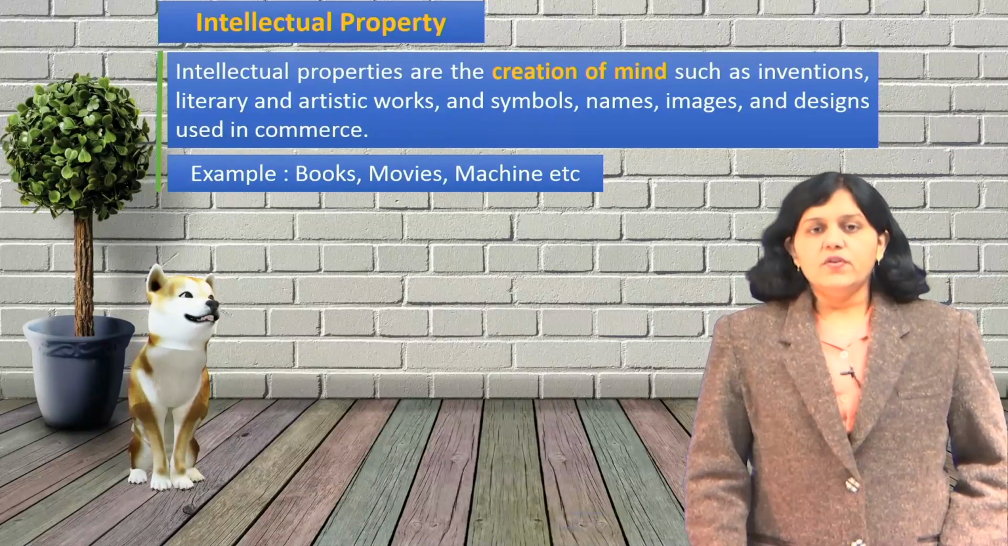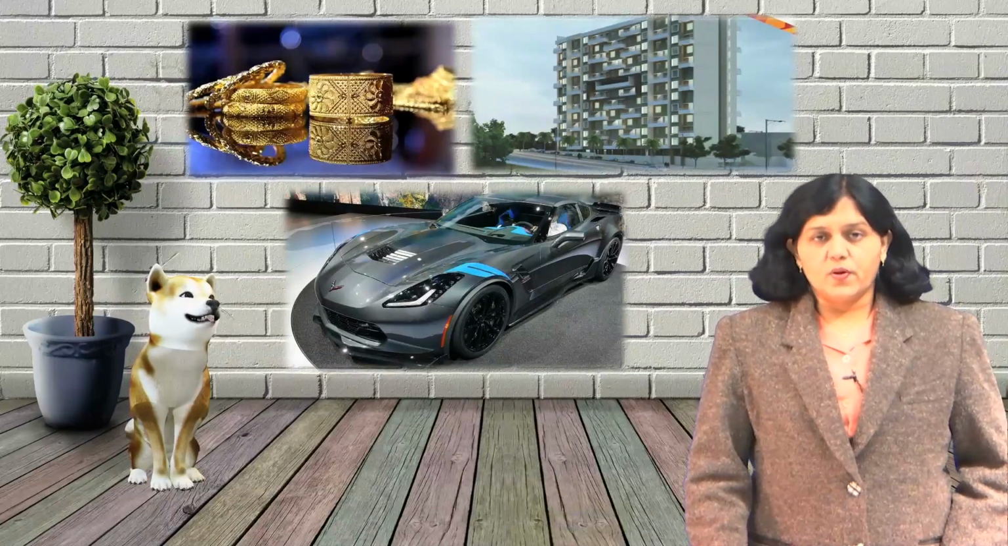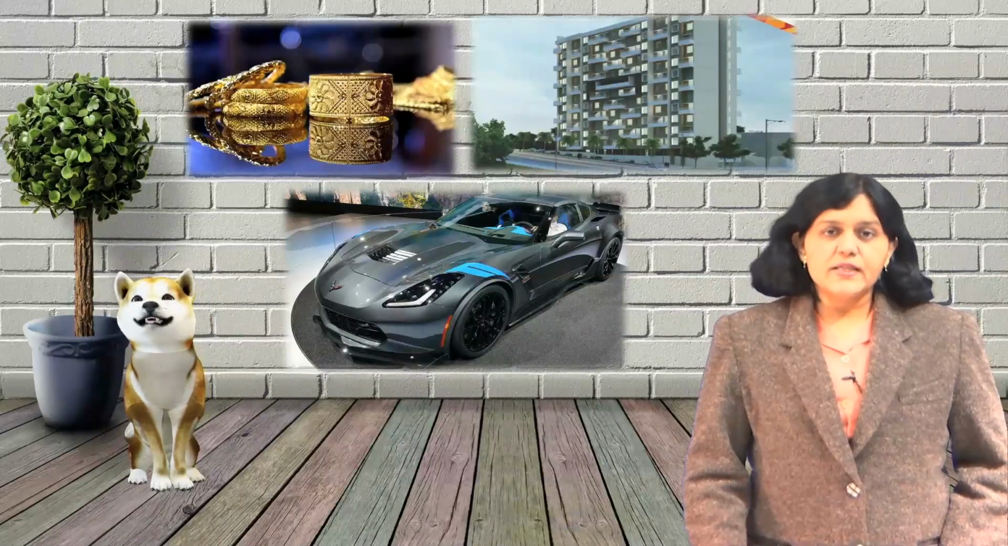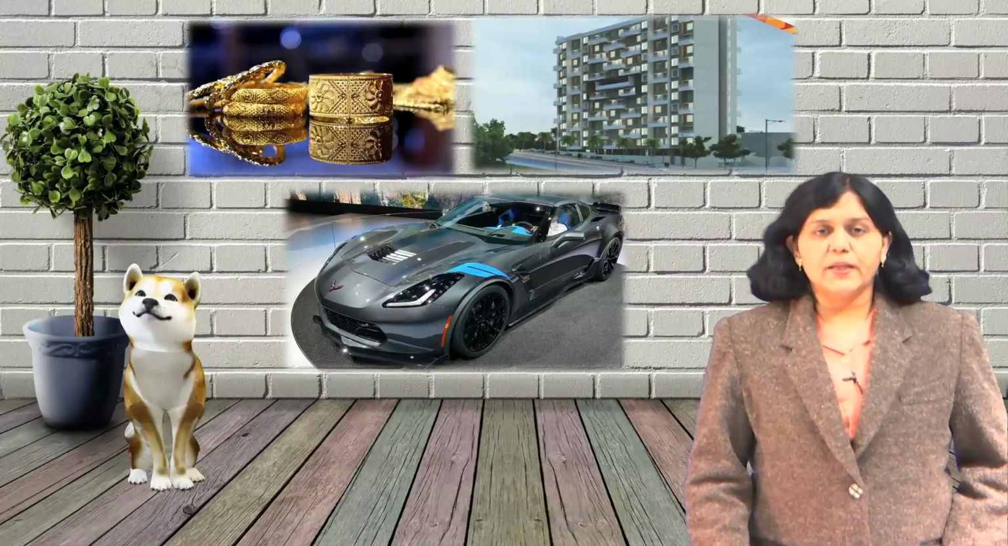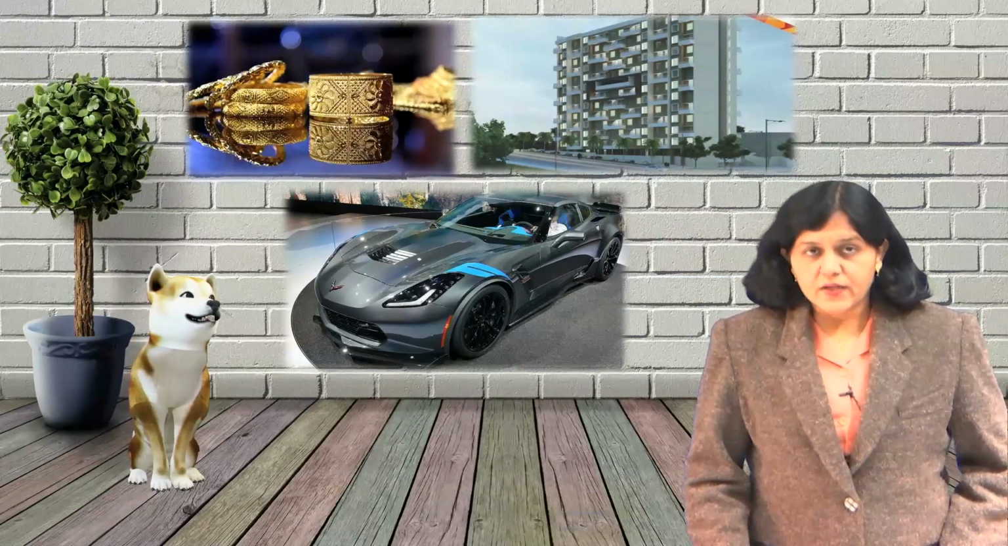Okay. Now, we will see what are the similarities between property and intellectual property. So, we know jewelry, flat or bungalow or a car. These are examples of property, right. So, how does it become your property? What exactly do you do to possess this property? A rightful possession, what are you going to do for that rightful possession?